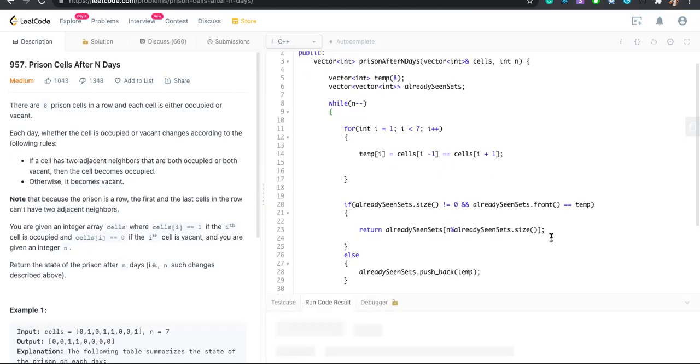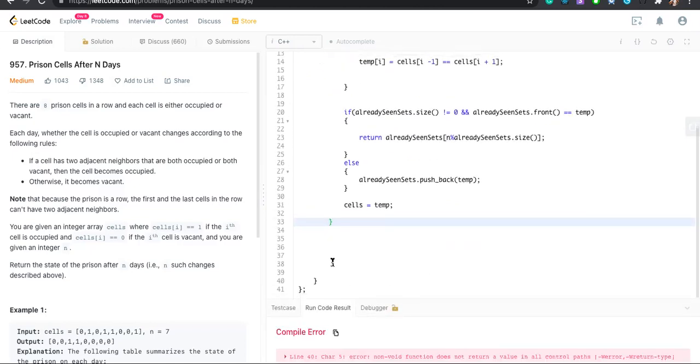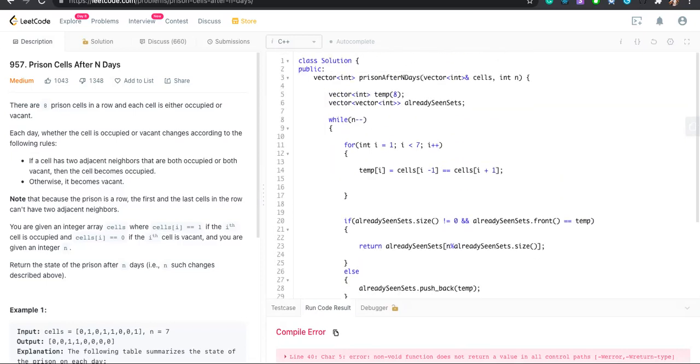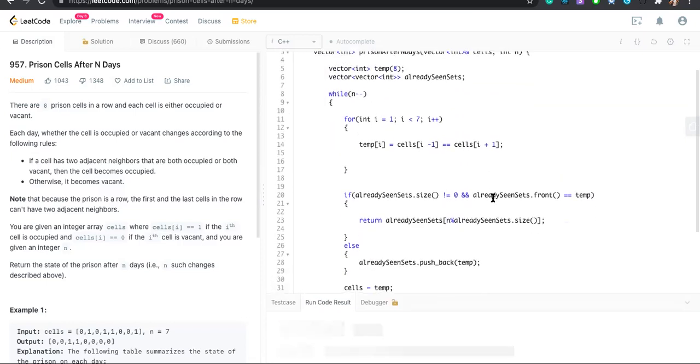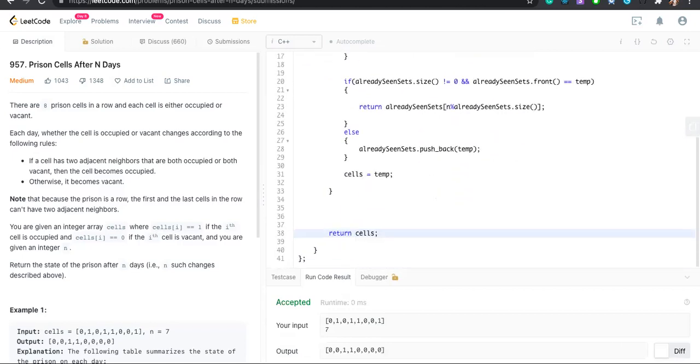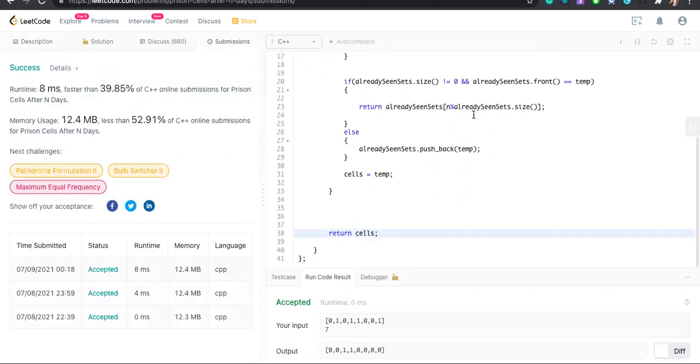Let's run the code to see if everything is working fine. Return cells. Okay, yeah, that is accepted.